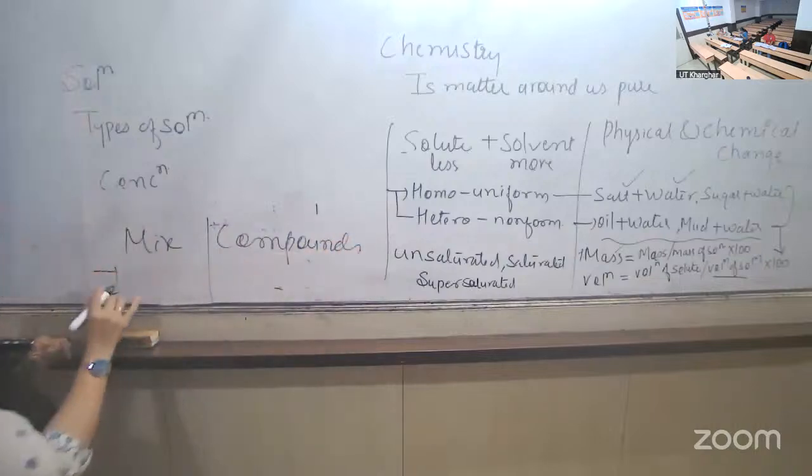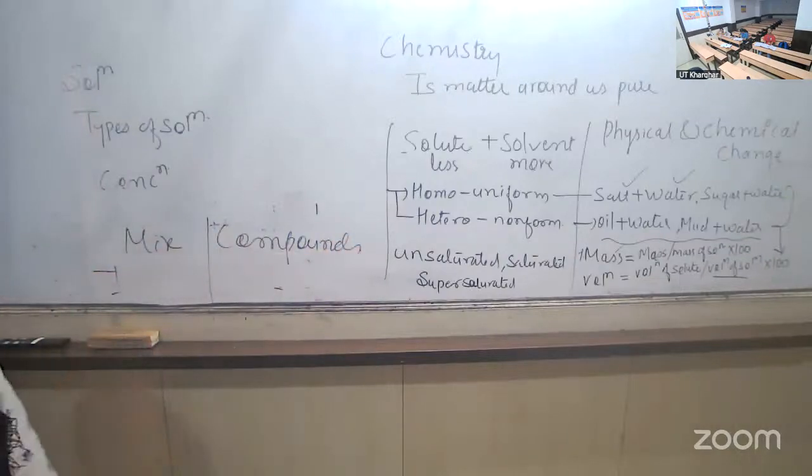So mixture means they are only mixed. For example, if I keep this marker with this other marker, it will be one type of mixture. If I keep these three things together, it is a mixture. Is it reacting with each other? No, it is not reacting. But when it comes to a reaction, it is known as a compound. When we say reaction, there is a formation of a new compound. Old bonds are broken and new bonds are formed. So this is a major difference between mixture and compound.